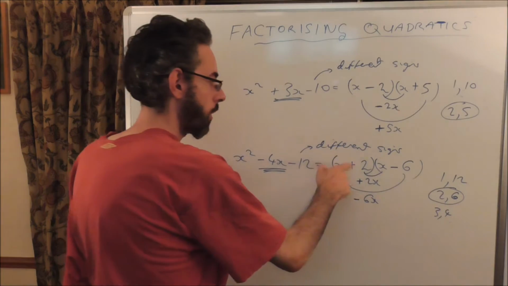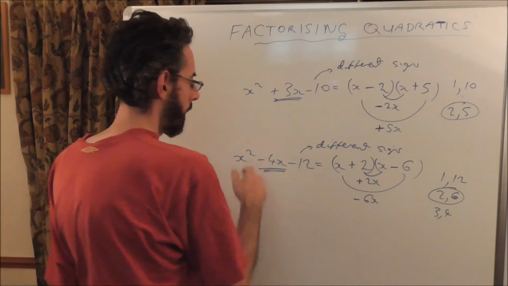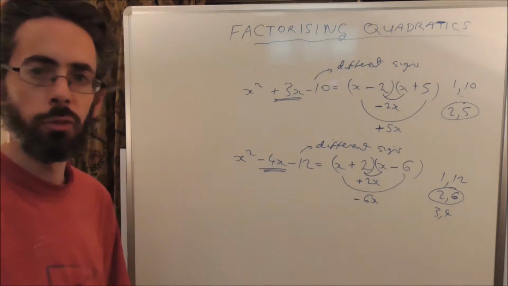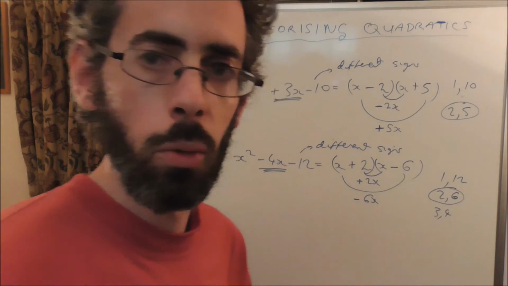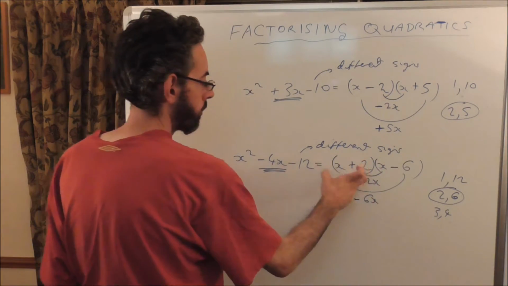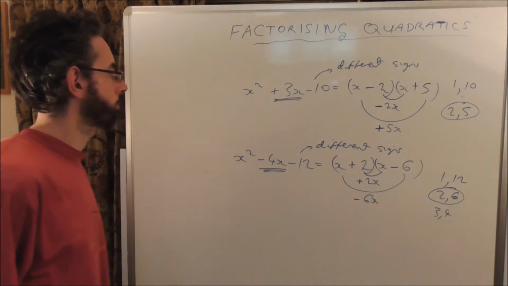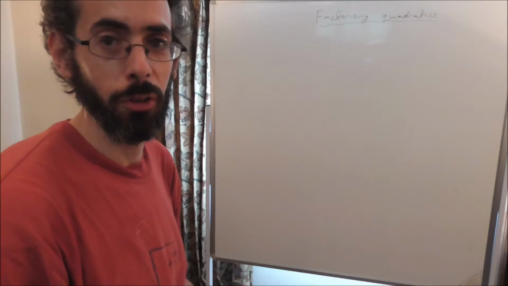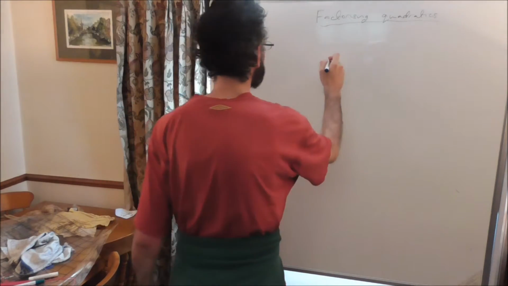Again, if the signs were the other way round, you would get positive 4x, which wouldn't be quite right. So this is the correct answer, x plus 2 times x minus 6. Right, just going to do a couple more examples now with minus signs in them. This next example is going to be a bit different to the last two, as you'll see in a minute.